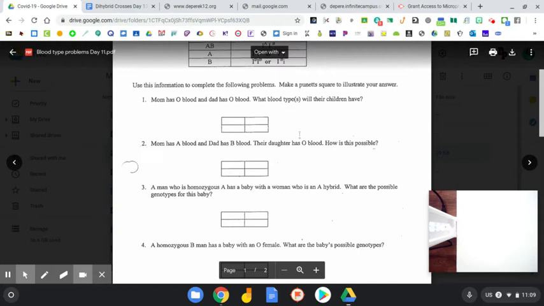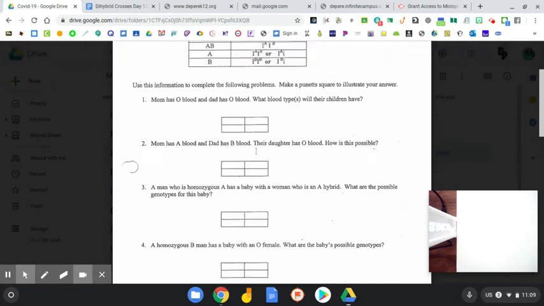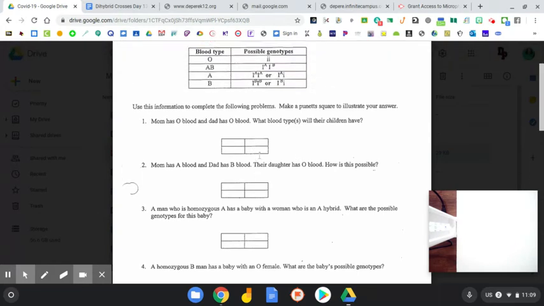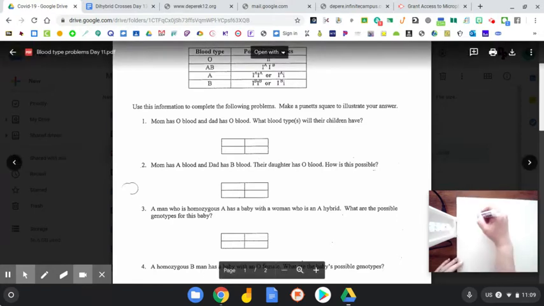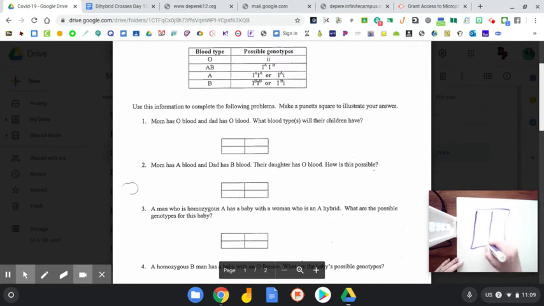So, this first one right here, mom has O blood type, and dad has O blood type. What's the blood type of their children? I don't know about you, but that one was really super easy because the only possibility they could have is little i. So all their kids can only have type O blood.